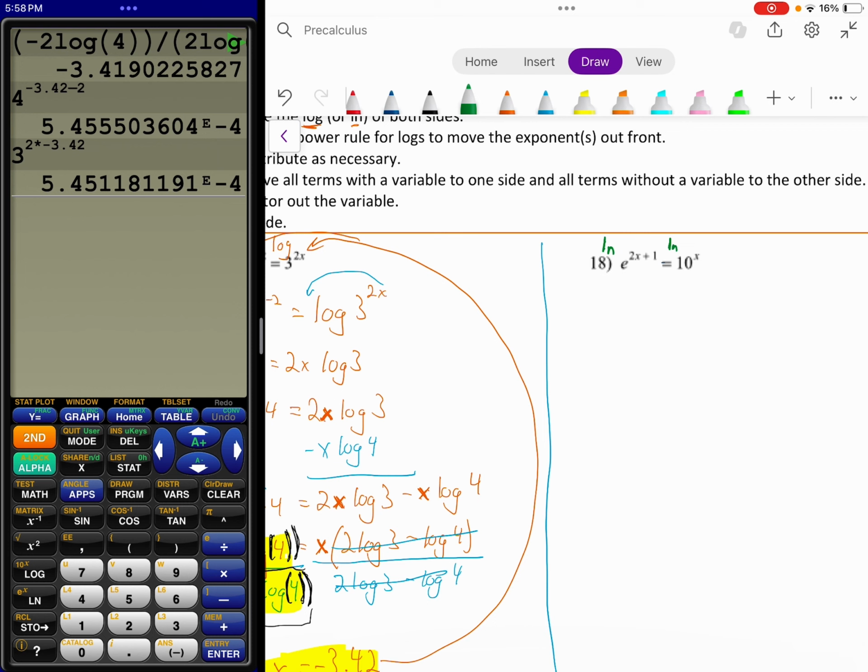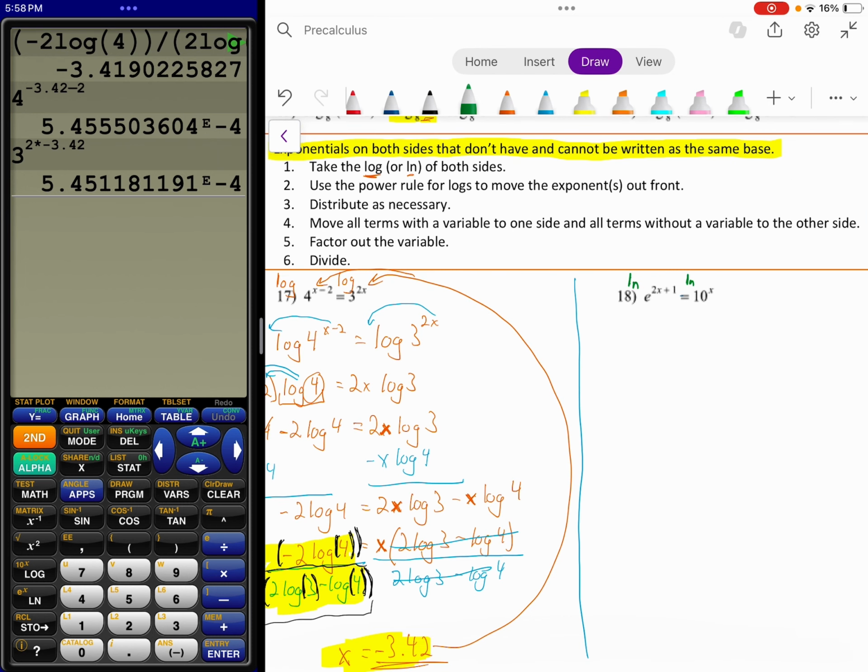And so the 2x plus 1 can come out front. So I guess we should have our steps up here. Take the log or natural log of both sides. So we got step 2, use the power rule. So 2x plus 1 comes out front. Natural log of e equals the natural log, so that x can come out front, so x times the natural log of 10. I know we're fairly new to this, but we really should know what the natural log of e equals. It's actually just equal to 1.